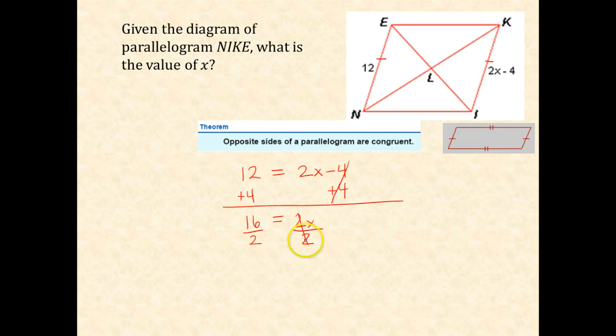Because 2 divided by 2 is 1. And that gives me just x. Over here, 16 divided by 2 is 8. So I get x equals 8. Next, please.